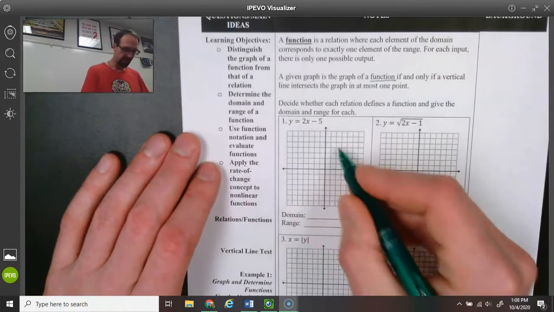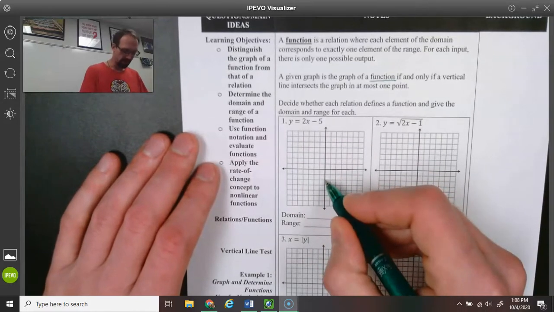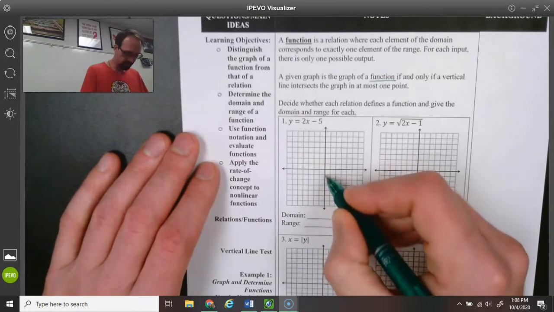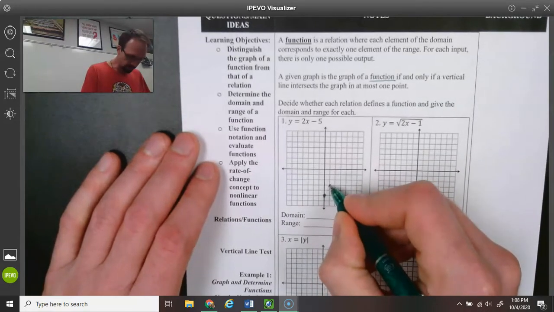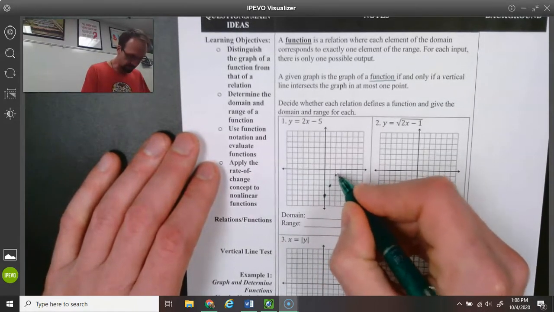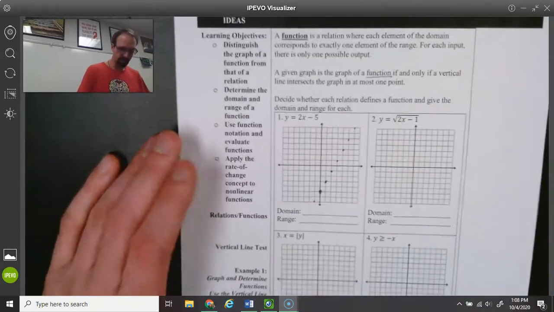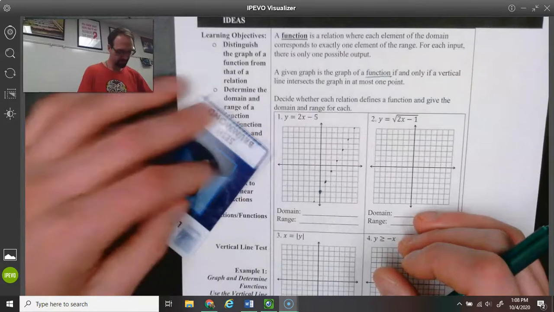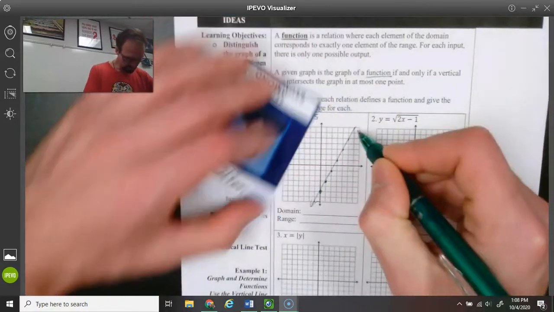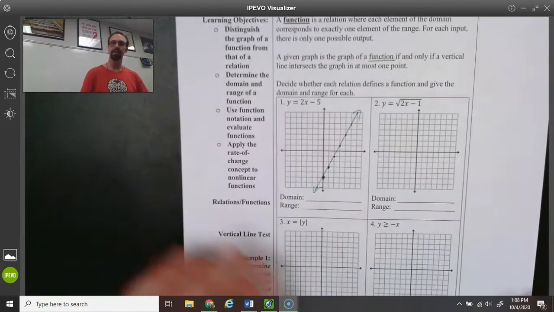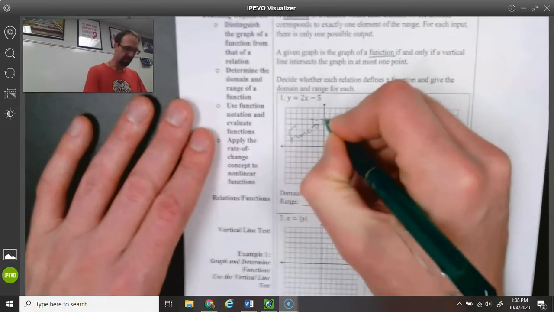This is a graph of a line. I'm going to go ahead and graph it for 1, 2, 3, 4, 5. And then my slope is 2 over 1, so up 2 to the right 1, and repeat that until I run out of graph. So this is a line. This is a function because it does pass the vertical line test.